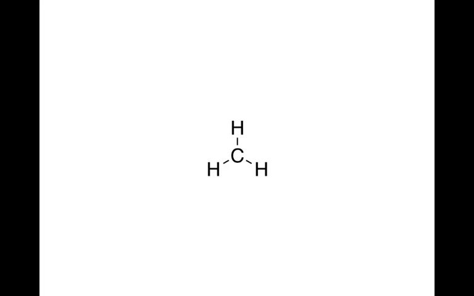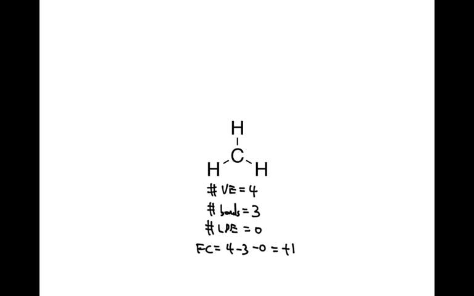Again, since carbon doesn't have 4 bonds, it's therefore going to have a formal charge. Carbon by default has 4 valence electrons. We see in this molecule there are 3 bonds around carbon, and there are no lone pair electrons. Therefore, formal charge is equal to 4 minus 3 minus 0, which is equal to plus 1. So we write a plus and a circle right next to carbon.